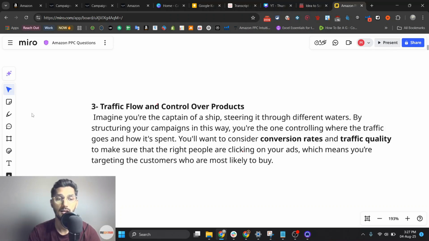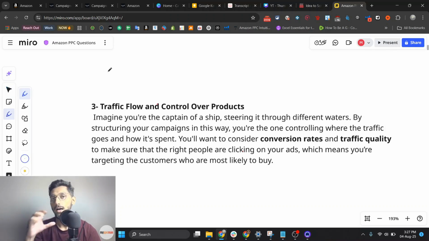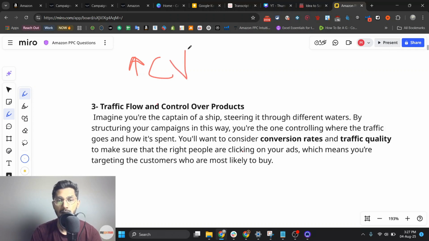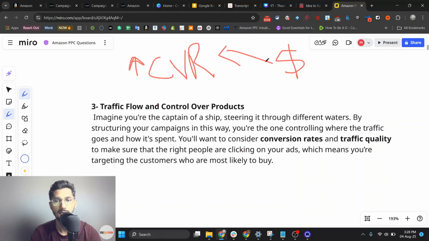So same with our previous example, when you have a clear naming structure in your PPC campaigns, you can see what is bringing you more conversion. So you can give a lot of budget on that campaign. Okay, so the primary goal for your campaigns is to get more and more orders. So if you are getting more orders, you have to shift your budget to those campaigns.